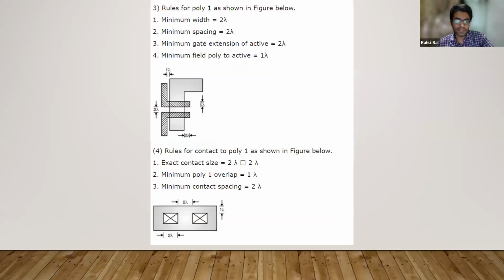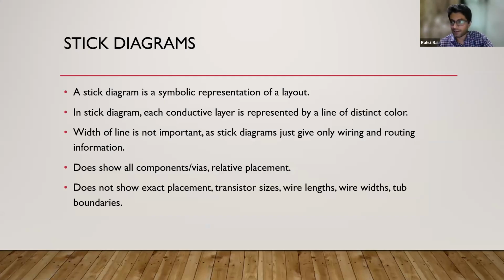Now, after talking about the lambda rules, we will discuss stick diagram. This is the important point that we have to cover in this session. Stick diagram is a symbolic representation of the layout. In a stick diagram, each conductive layer is represented by a line of distinct color. So there are some colors that are differentiated with respect to function. Then the width of the line is not important. They just give information about the wiring and routing. They also show the relative placement of components.